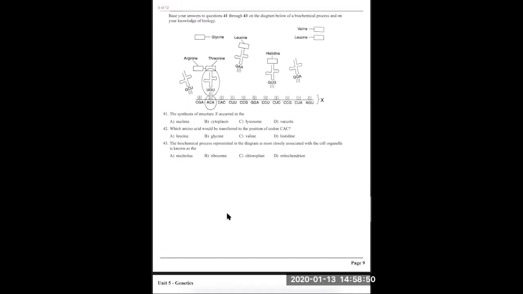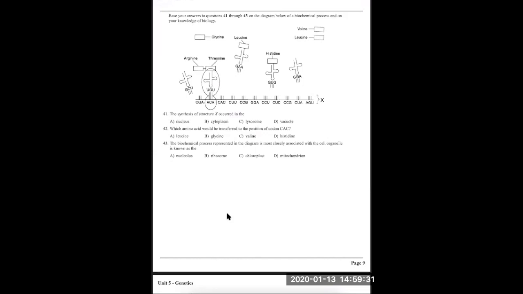Base your answers to questions 41 through 43 on the diagram below of a biochemical process and on your knowledge of biology. Let's just absorb all this. I have no clue what's going on. There are a bunch of crosses and squares and parallelograms, but we got to do this, right? So we have to understand what's going on here. Now, I see glycine. I see leucine. I see a bunch of amino acids.